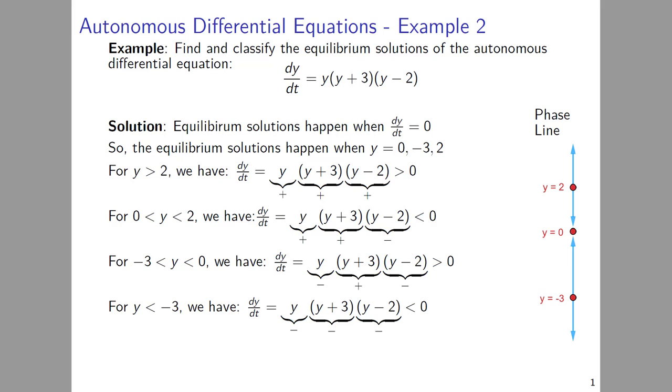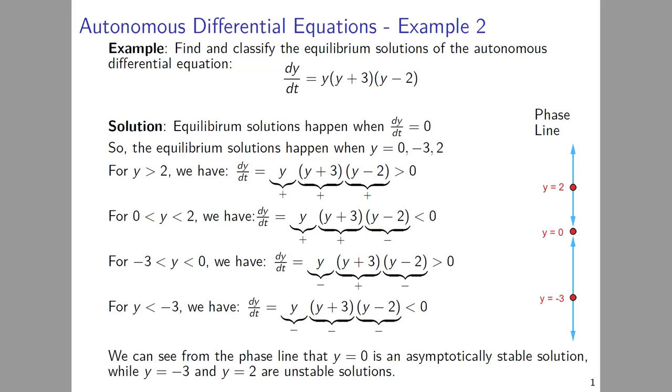And from this phase line, we can see that solutions that are near 0 tend towards 0, so the equilibrium solution y equals 0 is asymptotically stable, while values of y near 2 and -3 tend away from those equilibrium solutions, so y equals -3 and y equals 2 are unstable solutions.